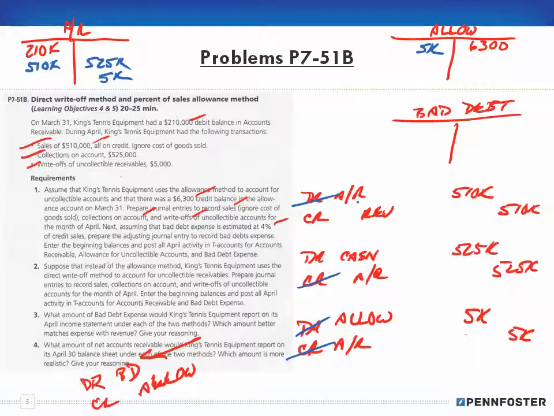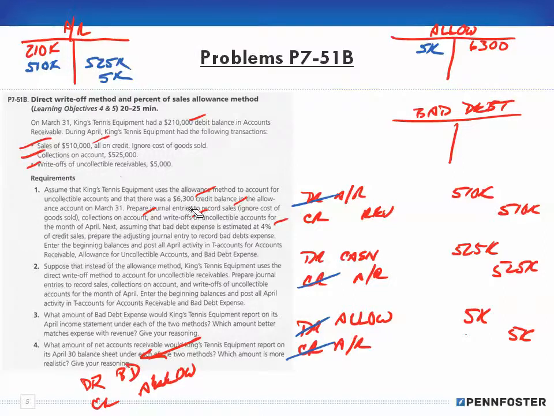Okay, so that's posting those journal entries to the ledger accounts. And then it says, next, assuming that the bad debt expense is estimated at 4% of credit sales, prepare the adjusting journal entry.